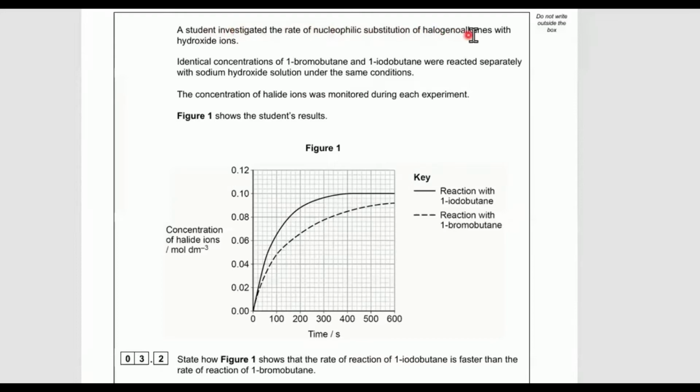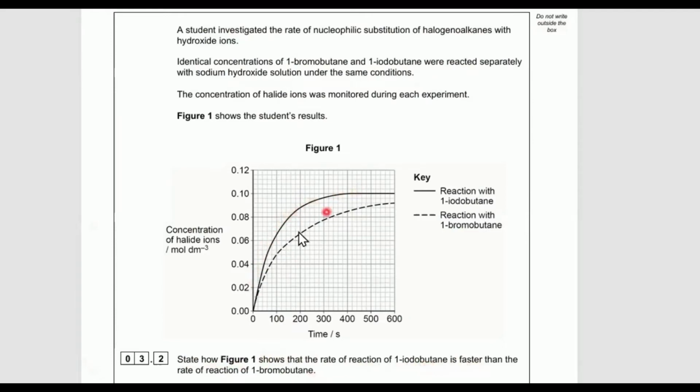So a student investigated the rate of nucleophilic substitution of halogenoalkanes with hydroxide ions. Identical concentrations of 1-bromobutane and 1-iodobutane were reacted separately with sodium hydroxide solution under the same conditions. So they've kept all the conditions the same to make it valid. The concentration of halide ions was monitored during each experiment. Figure 1 shows the results. We've got the concentration of the halide ions on the left, which are being released as the bonds are breaking, and we've got the time underneath. So we can see the reaction of iodobutane is higher, the line, than the one with 1-bromobutane.